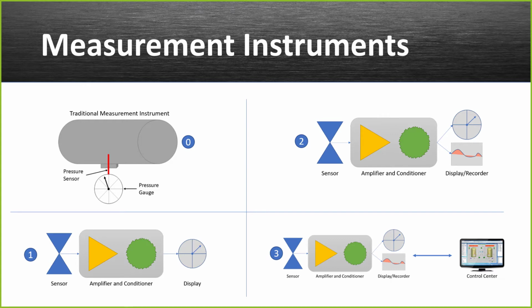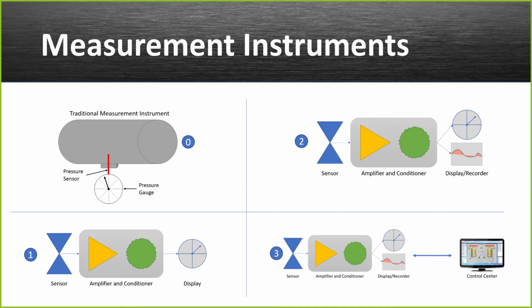And then the final stage of automation is, okay, let's take all of that stuff and let's pass that data to a control center of some sort. And at that control center, we can then view all of the information from these measurement instruments that we today call sensors.